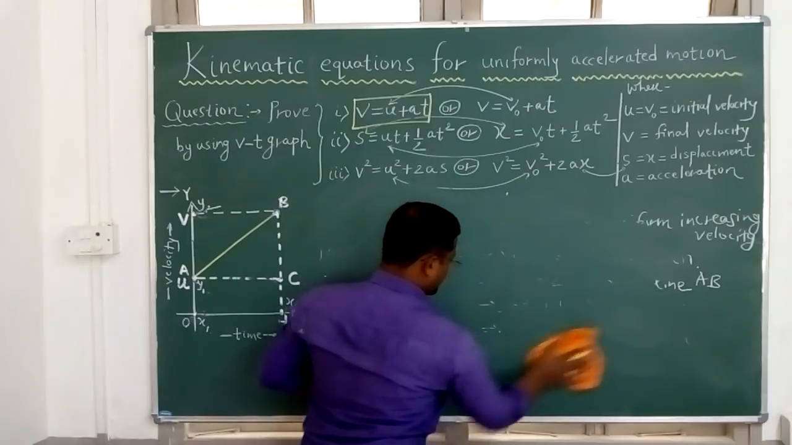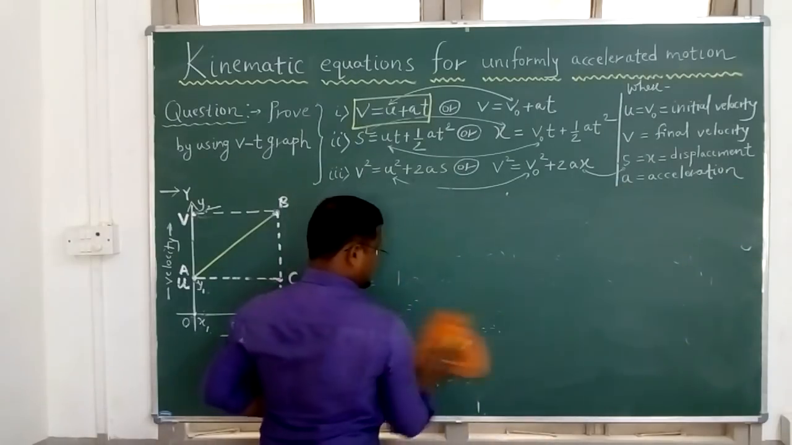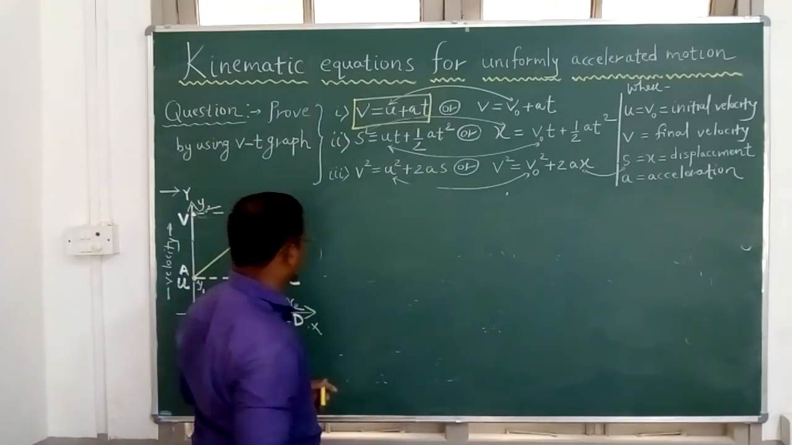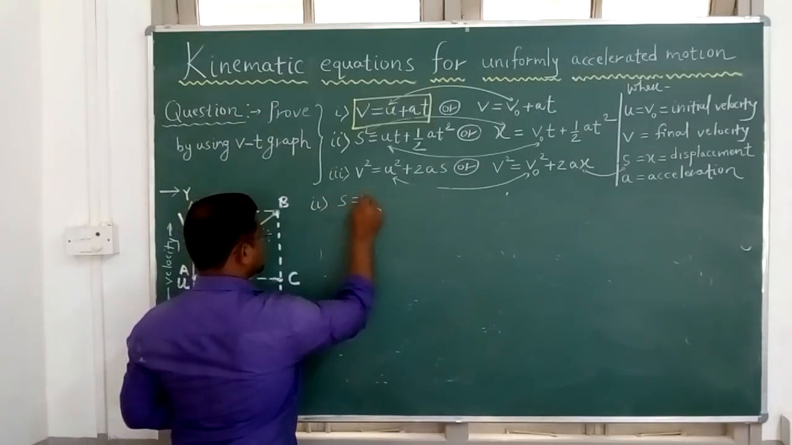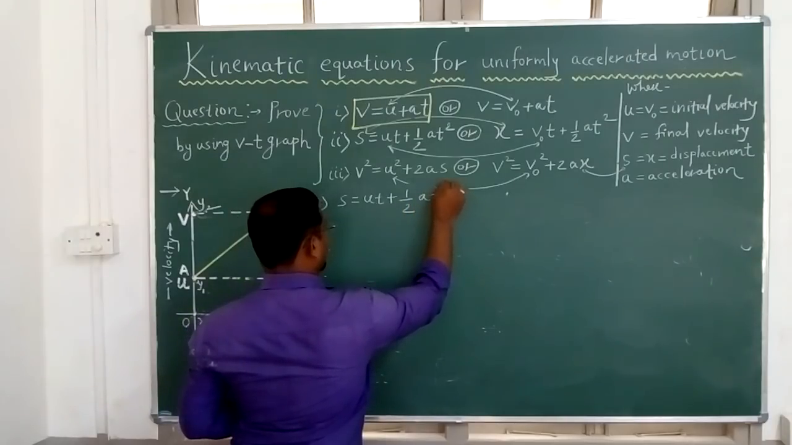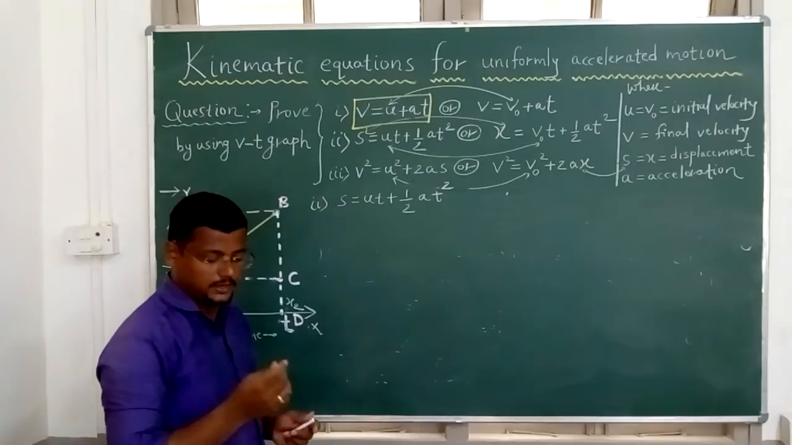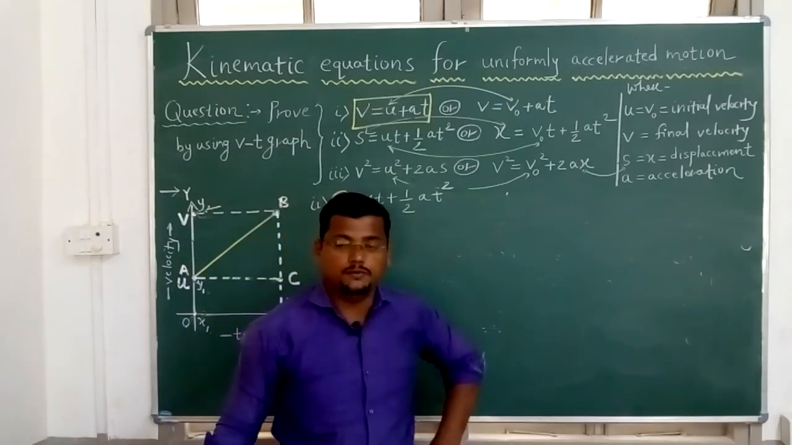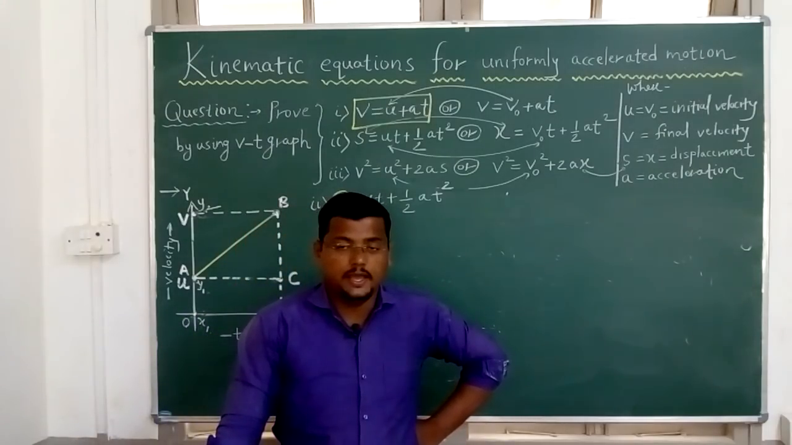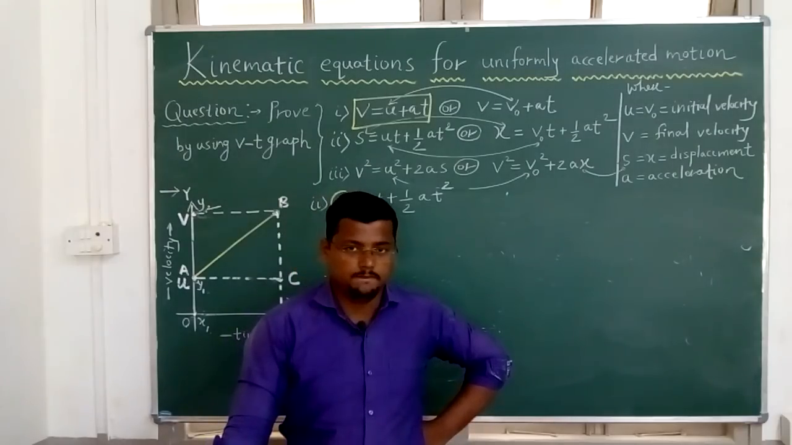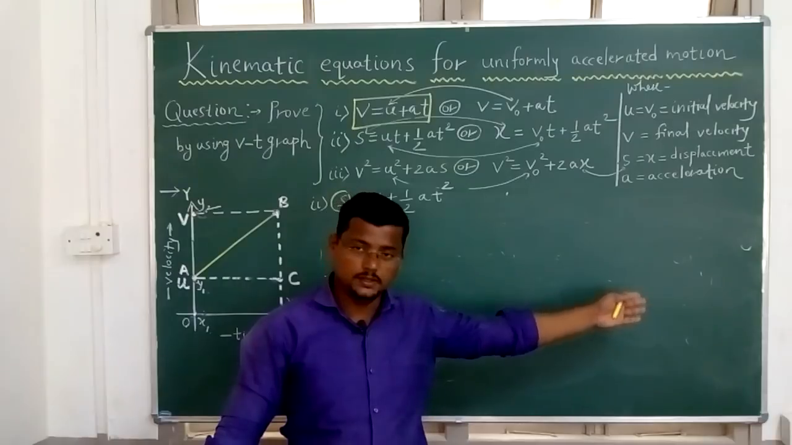This was asked so many times. For your exam also this question may come. Prove s equal to ut plus half at square using the VT graph. For your information, I am interested in s, and we know the area under the VT graph gives displacement, because area is the multiplication of the y and x axis quantities. Along the y axis is velocity, along the x axis is time. So velocity into time means displacement. I already wrote this in the previous part of today's class.